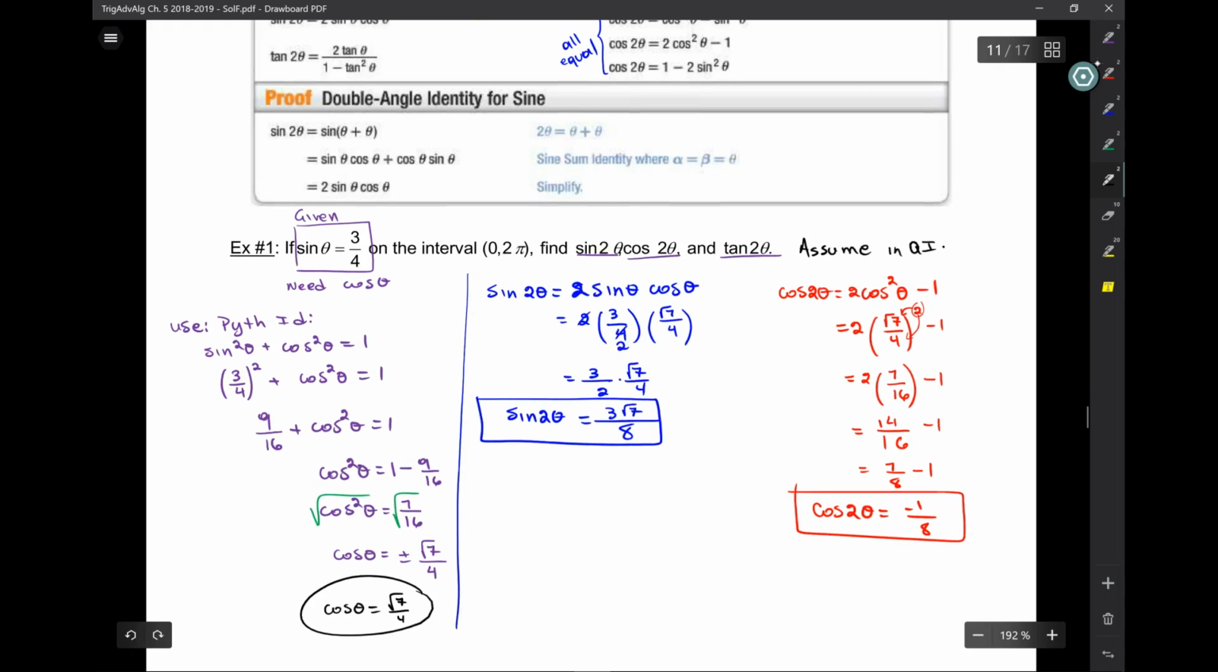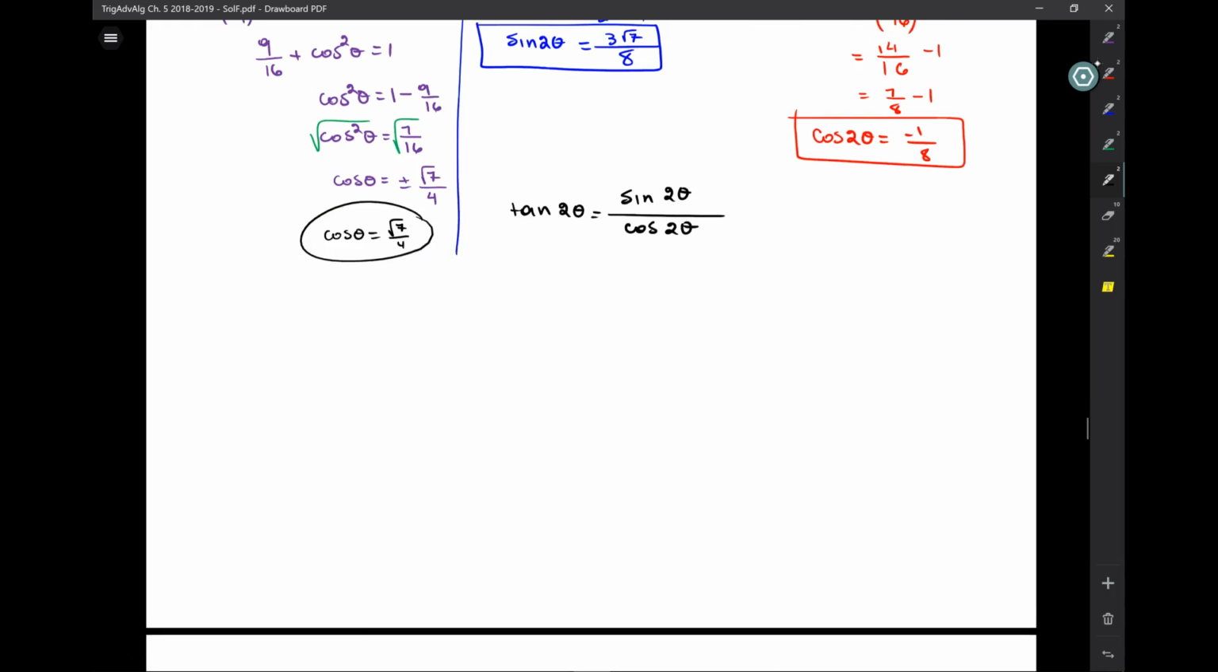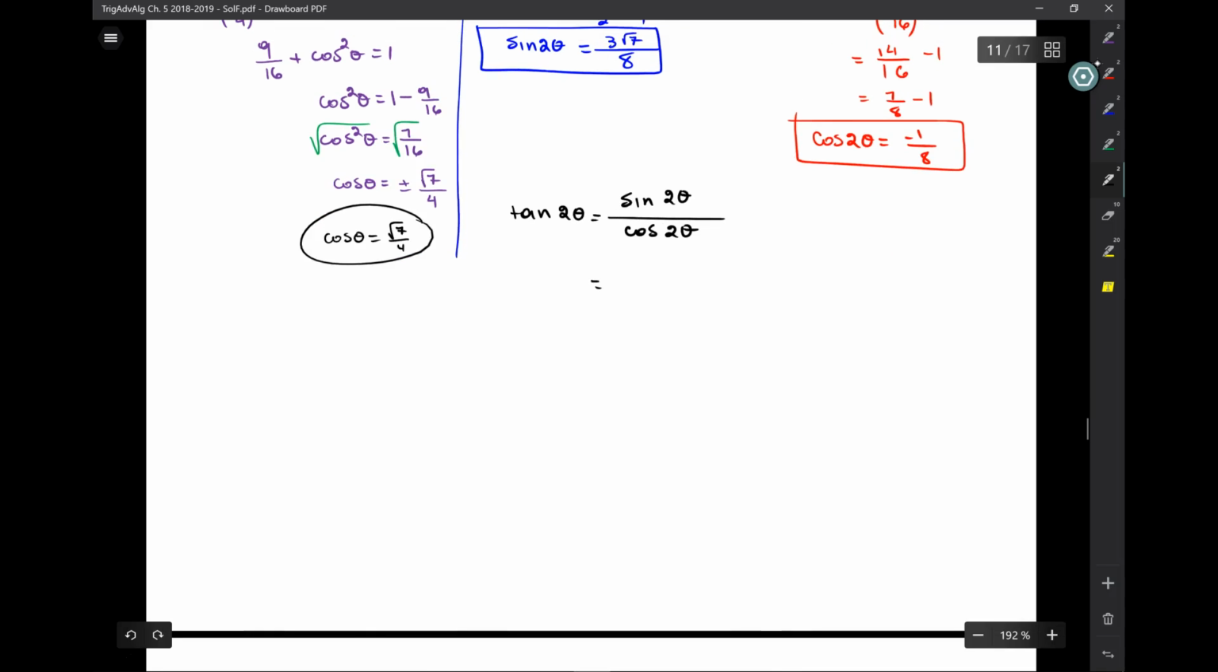Instead of using that nasty formula up there, I can just say tangent of 2 theta is sine of 2 theta over cosine of 2 theta. If you want to use this relationship, all the thetas need to look the same. 2 theta, 2 theta, 2 theta. So you can't have a 2 theta here and then a single theta anywhere else. Okay? So now, what was sine of 2 theta?